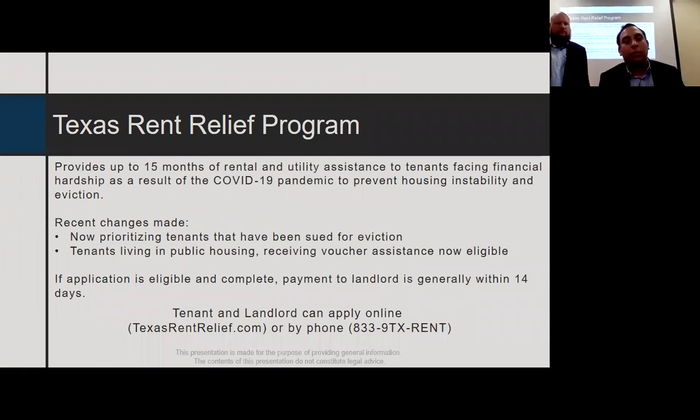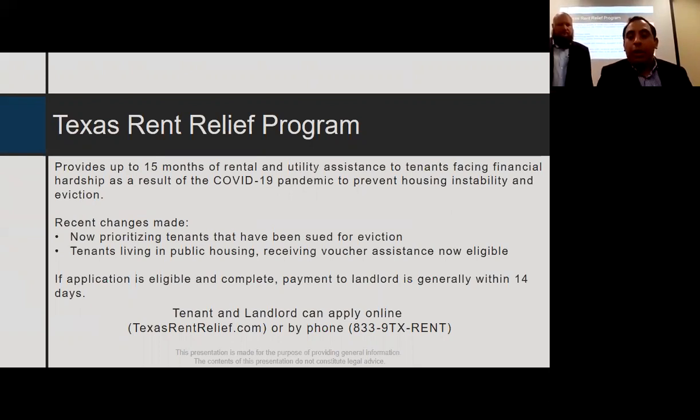The other one is the Texas Rent Relief Program. It provides up to 15 months of rent assistance, but not just rent, also utilities. So the tenant can go and apply for that. But not just the tenant, the landlord can actually apply for tenants that are behind in rent and who possibly qualify.